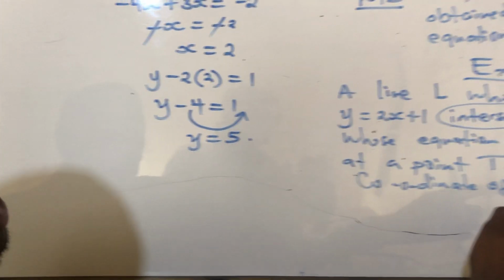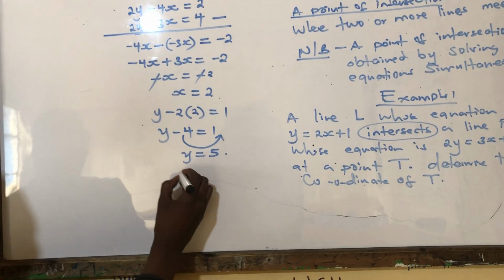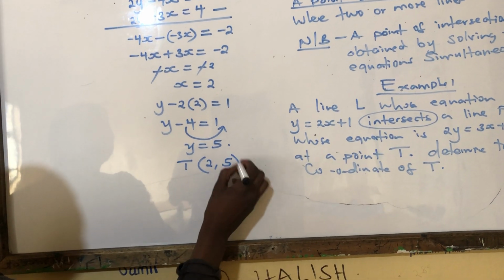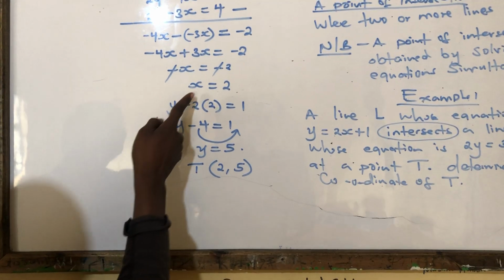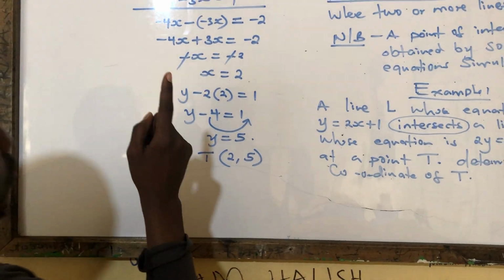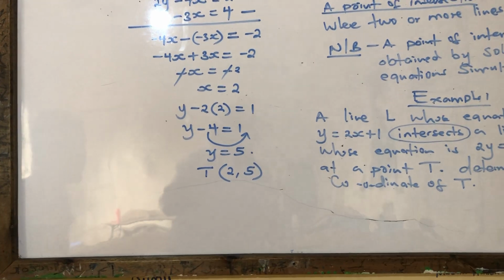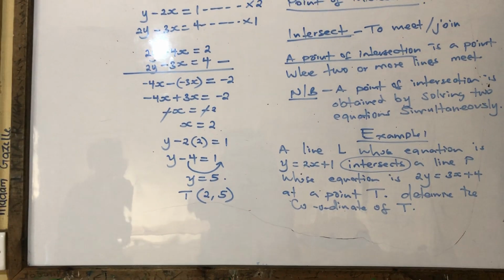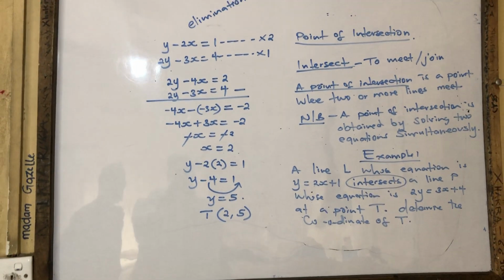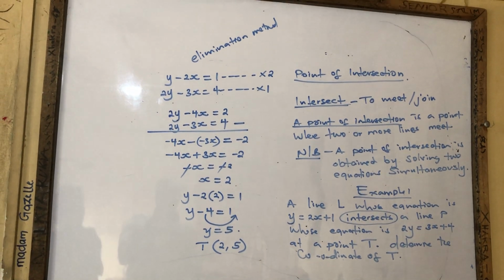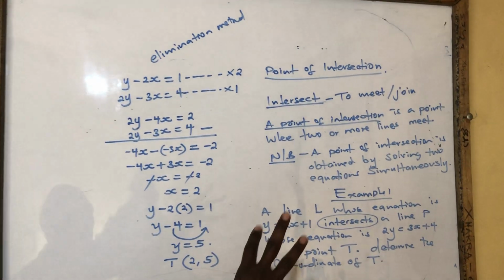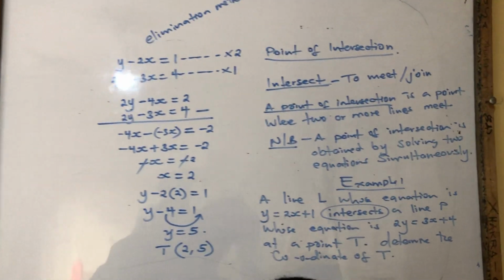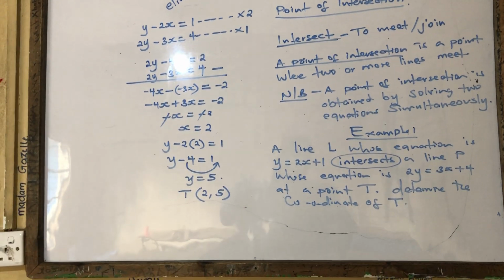So what would we say is the coordinate of T? T will then be 2, 5. Do you remember? We got the x as 2 and the value of y as 5. That becomes the point of intersection of line L and line P. Just in case there is a part of this which is not making sense, I'm going to take you through another example.